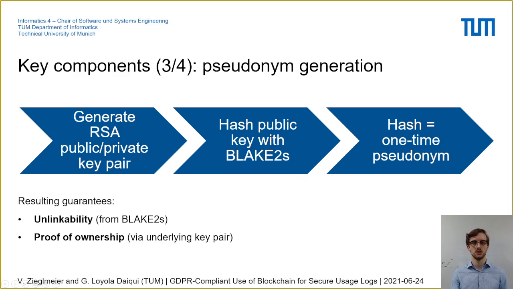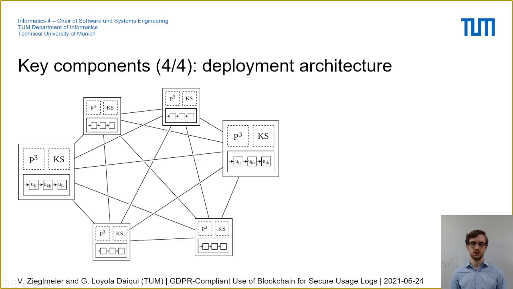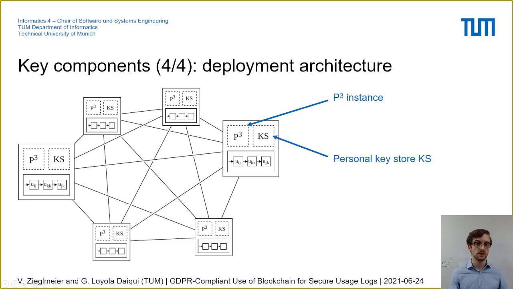Good. Finally, the deployment architecture. As we have hinted at before, we work in a distributed, fully decentralized context. This is a peer-to-peer architecture, so no trusted third party is required. Each node consists of a P3 instance, of course, its own personal key store, KS, for public and private keys, and the usage log blockchain, which represents a copy of the shared blockchain. The second important point here, this is independent of the utilized blockchain solution, actually agnostic to it. So that means any blockchain really can be used.